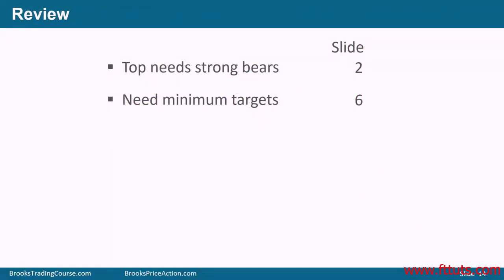I talked about tops needing strong bear bars. They need some evidence that the bears are strong enough to take control. And then I talked about minimum targets when you're taking profits. You should always go for at least 2 times your actual risk. And if your actual risk is small, then go for 2 times initial risk to take partial or full profits.